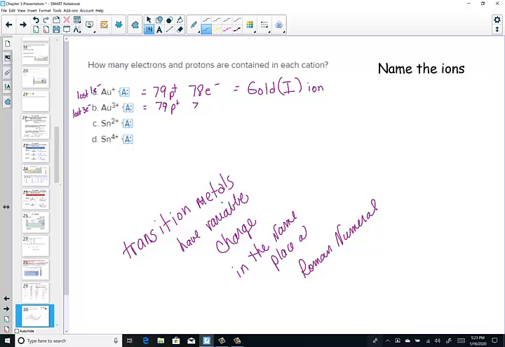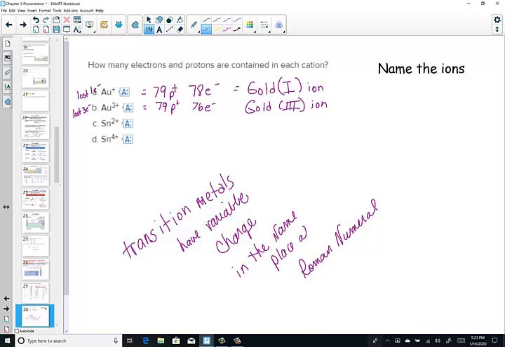Loss of 3 electrons brings me down to -3, so that's 76 electrons. And now this is called the gold 3 ion. Gold 1 is a +1. Gold 3 is a +3.